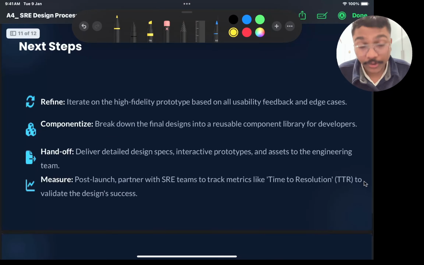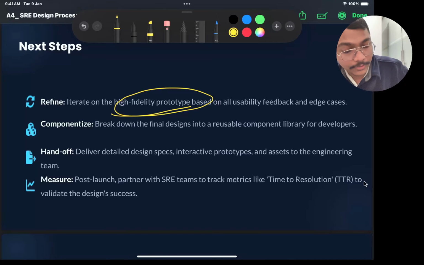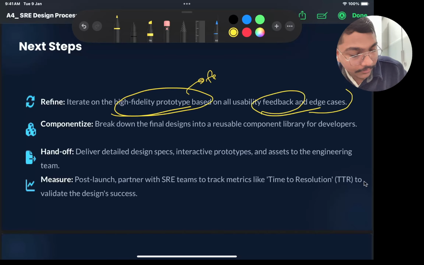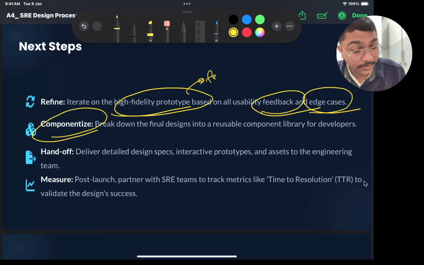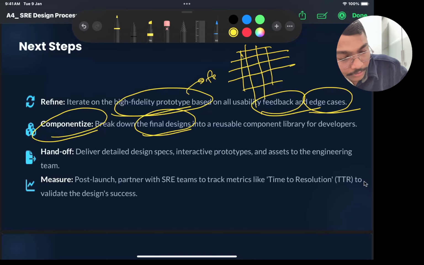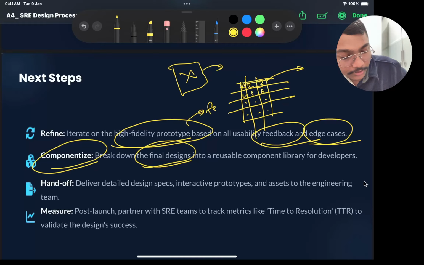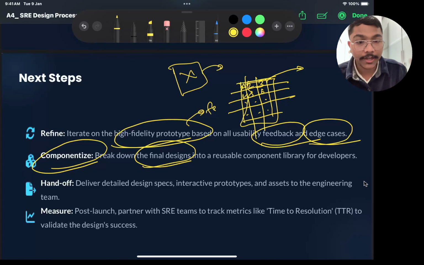That's great. What is the next step? Refine these things. How will you refine? High fidelity prototype. You will take feedback, and edge cases. Componentize. This is the important thing. You have your final design, and it's in very big chunks. So are you going to use it like that? No, you will chunk it. You will split it into different components, one, two, three, four, five, six, and then you will use these components, because if the bigger chunk goes down, everything goes down, but if a single chunk goes down, all the other chunks can distribute the load and the damage.